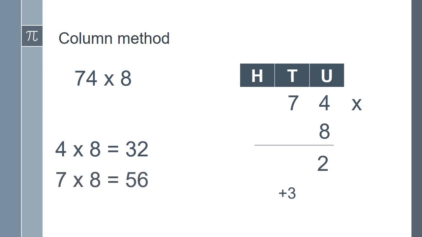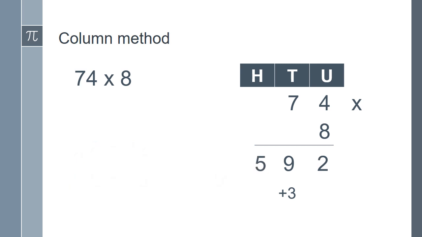Then we do 7 times 8, and that's 56. But we have to remember to add on that 3 that we carried. So 56 add 3 equals 59. So the 9 goes in the tens column, and then because there's no other sum to do, we just put the 5 in the hundreds column. So the answer is 592.